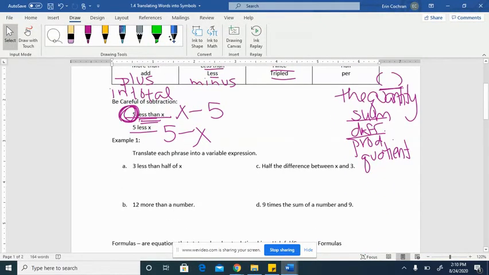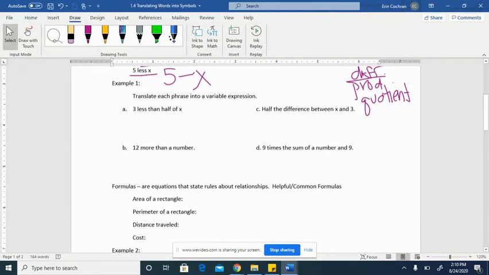So let's go ahead and make some algebraic expressions. Okay, translate each phrase into a variable expression. 3 less than half of x, okay? So 3 less than, so 3 is less than that half of x. Less than means subtraction, so we're going to switch the order because we want to make sure we take 3 away from that half of x. And half of x is just 1/2 of x, which means multiplication. So 1/2 times x minus 3, okay?